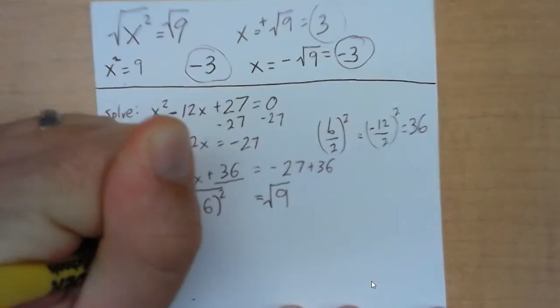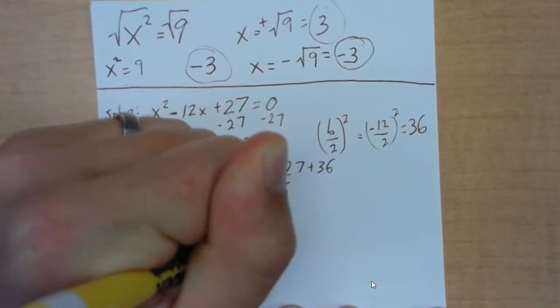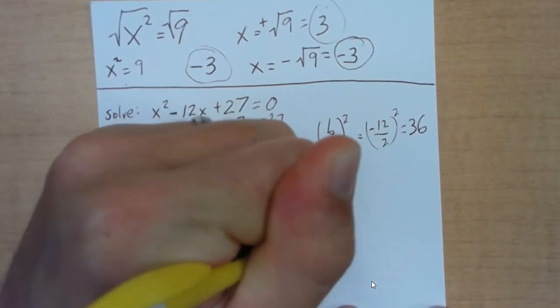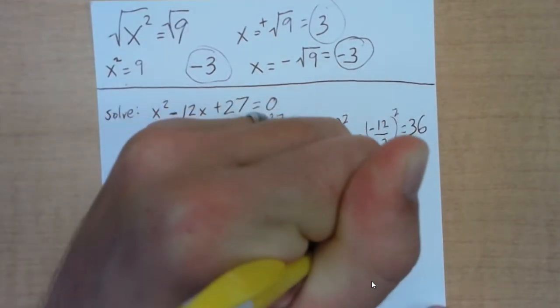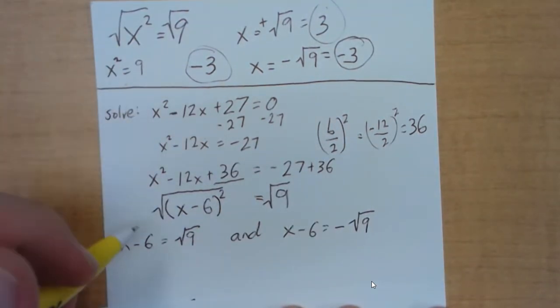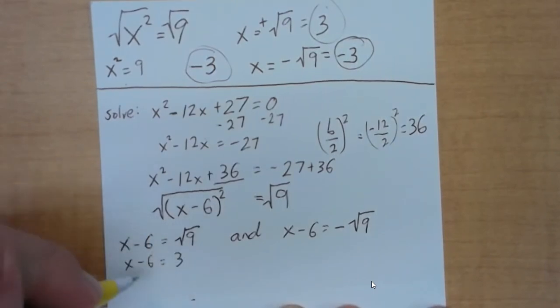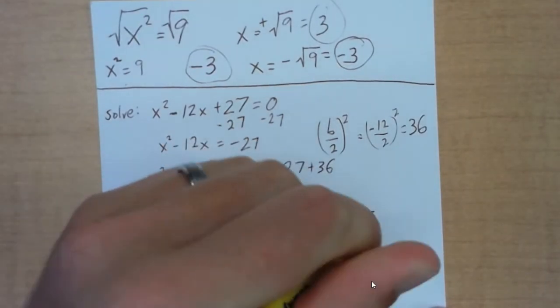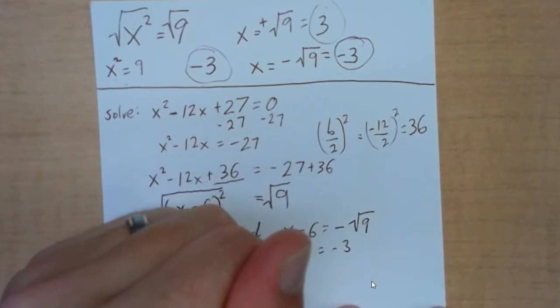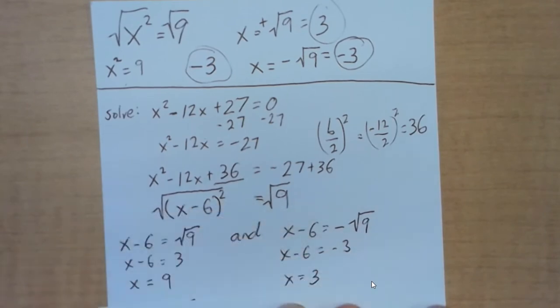X minus 6 equals the square root of 9. That's the positive case. And we also have another one, x minus 6 equals negative square root of 9. So we have just two equations to solve. Square root of 9 is 3. We add 6 to each side, and this one says x is 9. This one, the square root of 9 is 3, and that's a negative, so negative 3. We add 6 to each side, and we also get x is positive 3.